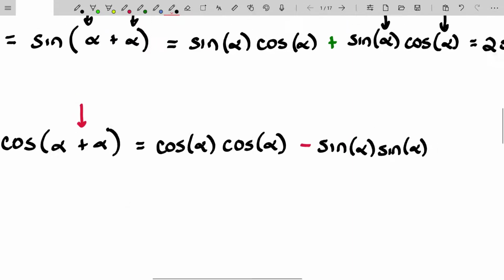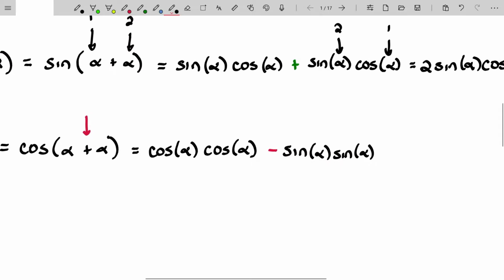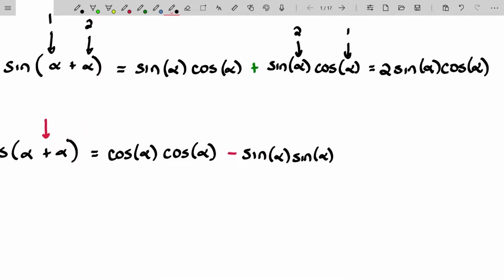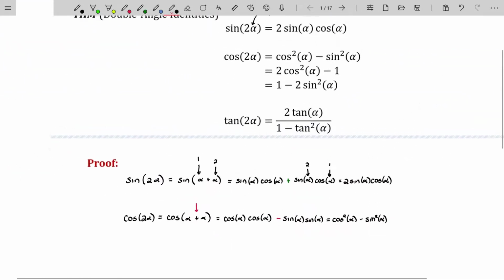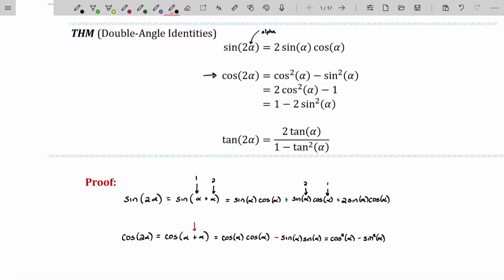And you can see that's cosine alpha times cosine alpha, which is cosine squared of alpha. I'll write that in here, cosine squared of alpha. And then minus sine times sine is sine squared of alpha. And there we have it. We have proven the second, or at least the first part of the second identity.